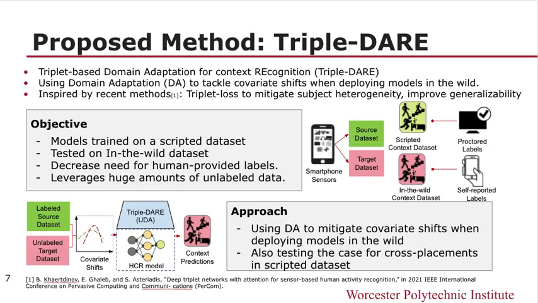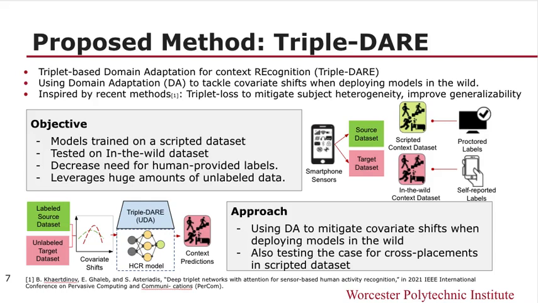TripleDARE stands for Triplet-based Domain Adaptation for context recognition, and we use DA methods to mitigate covariate shifts when deploying HCR models in the wild. We are inspired by a recent method that also used triplet loss to mitigate covariate shifts caused by subject variability and applied it on a similar dataset.